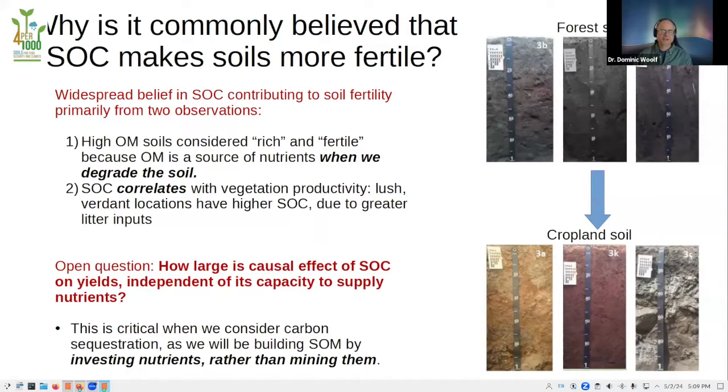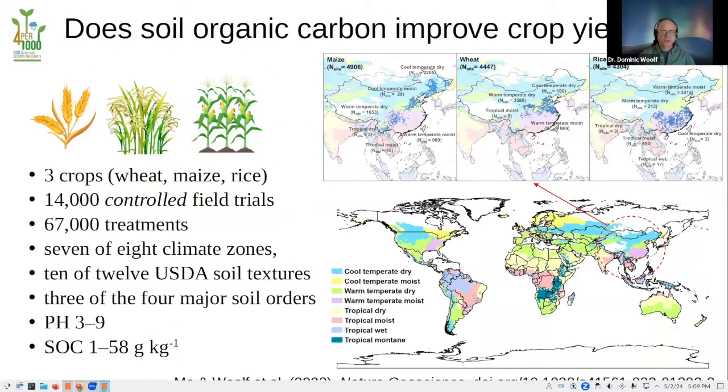We're reversing that trend. So really what we need to know is how much the inherent properties of a soil with more organic matter affect crop yields, quite independently from how much we can release nutrients from that soil to provide better crop growth. Now, the answer to that question has been quite elusive for a long time for a number of reasons.